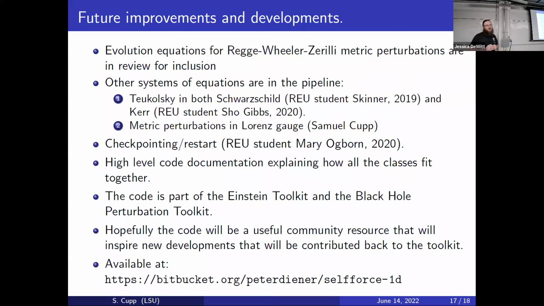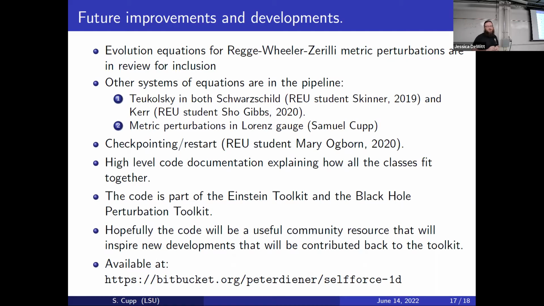There are other systems of equations in the pipeline. Teukolsky in Schwarzschild and Kerr are being worked on by various RIT students over the years. And then also the Lorenz gauge metric perturbations have been worked on by me, but they're much worse than Regge-Wheeler, since Regge-Wheeler is explicitly designed to make it as simple as possible, and it is basically just a different potential on the scalar wave. While with the Lorenz gauge, you actually have to do the 10 coupled equations and evolve them together. And it tends to be very numerically unstable thus far. I've been working on that, but we don't have anything that is quite ready for inclusion.